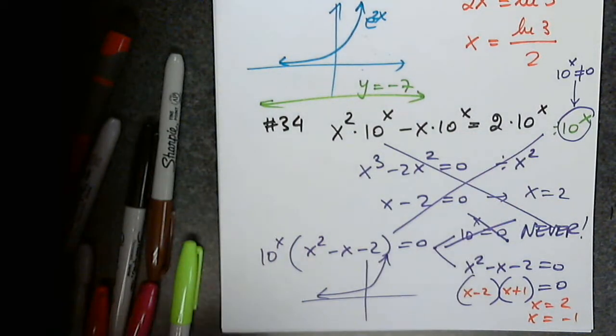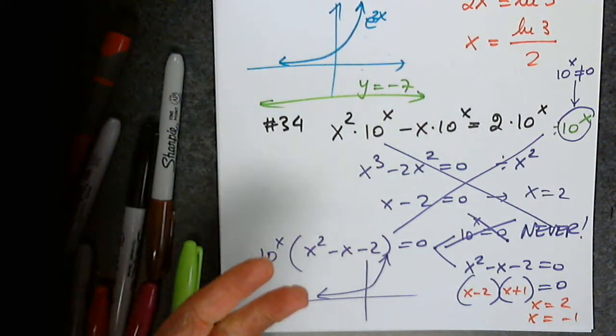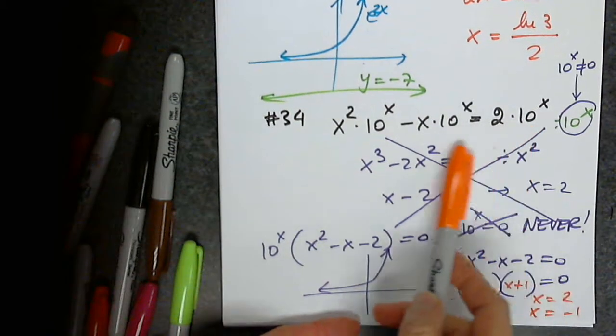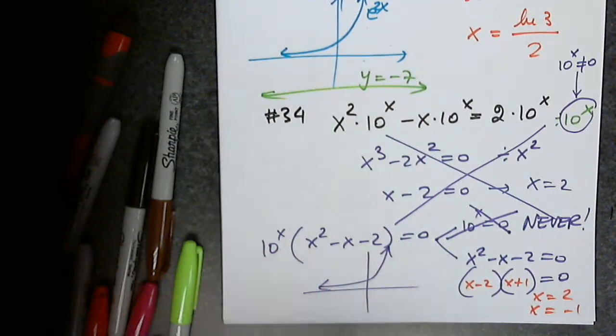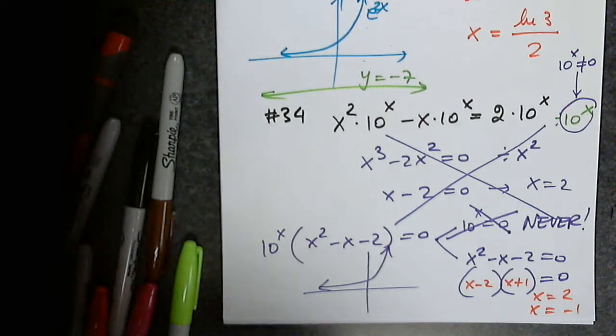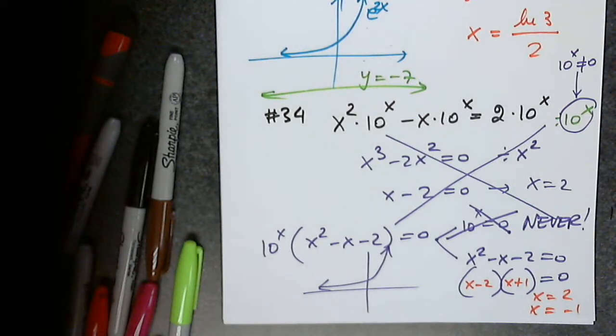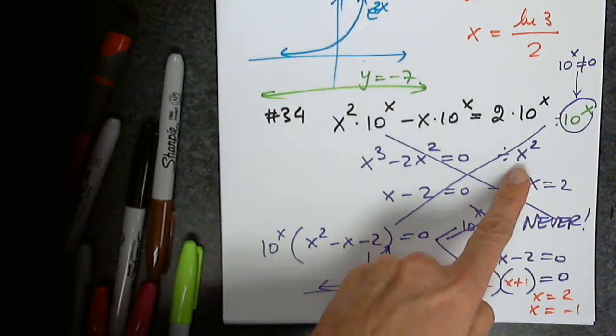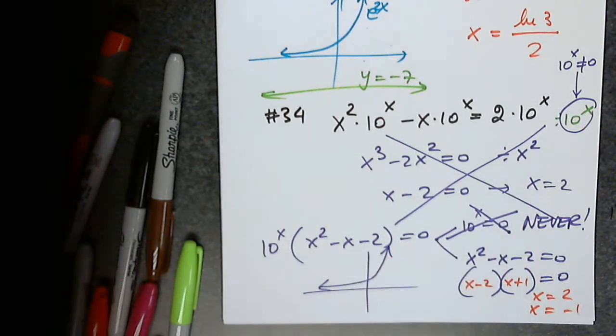All terms have 10 to the x. Otherwise, I would have not thought of dividing. And actually, I didn't divide. I moved this term to the other side and I factored out 10 to the x. But it doesn't matter. I could have divided from the beginning because 10 to the x does not bring a new solution. I'm not missing anything by dividing by 10 to the x. But here I'm missing terribly by dividing by x squared. I'm missing what? 2 solutions.